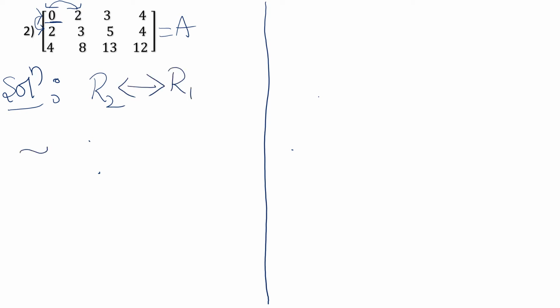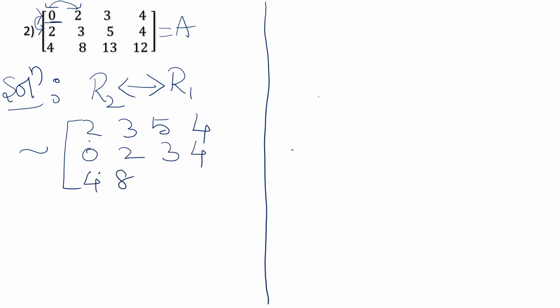So the equivalent matrix is 2, 3, 5, 4, 0, 2, 3, 4, 4, 8, 13, 12.